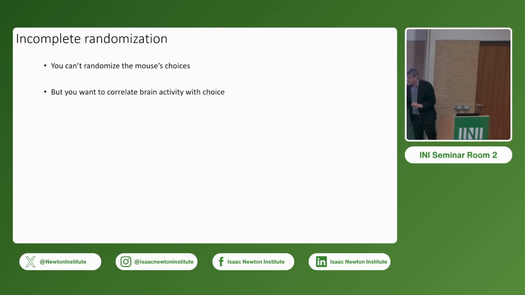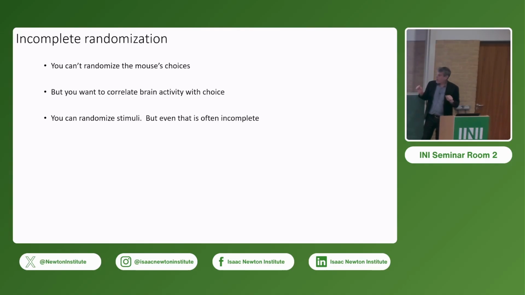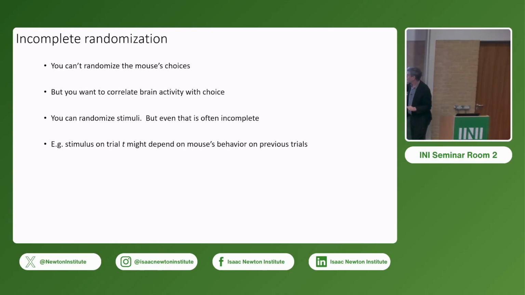There actually are techniques to control brain activity called optogenetics, which is when you shine a light and it makes the neurons active or suppressed. So there is some way we can randomize brain activity, but we're not going to talk about that here. We can randomize the stimuli that we present to the mouse, but even that is often incomplete. So for example, often the stimulus you show on one trial depends on the mouse's behavior on previous trials.